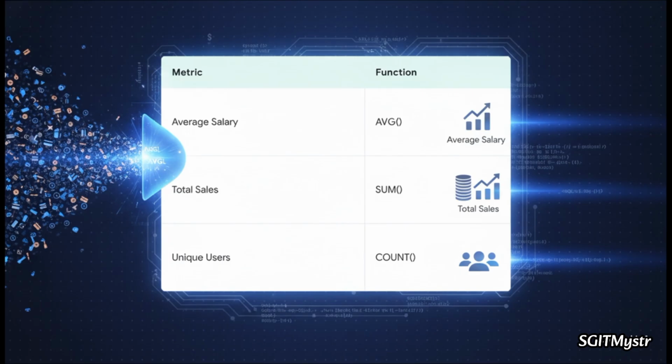We can take raw transaction data and use functions like AVG for average salary, sum for total sales, or count distinct for unique users. By pairing these functions with the group by clause, you can seamlessly roll up millions of individual transactions into a single, insightful number broken down by categories. Think like, finding the total sales per region.